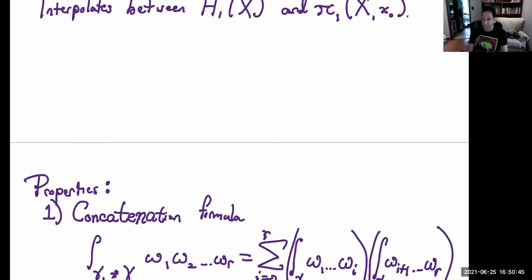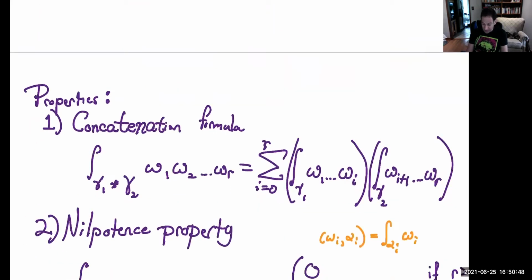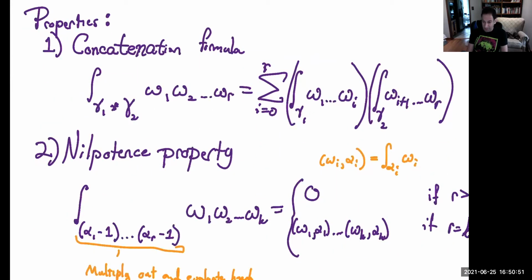All right, so let me give you some properties of these guys. So first, there's a concatenation formula. Now, it shouldn't be simply additive, because otherwise it would descend to homology. So the concatenation formula is pretty involved. We've got gamma 1 and gamma 2, two paths we're concatenating, and I read paths from left to right. And what I do is I look at all ways of breaking the one forms in order. So I go from omega 1 to omega i and integrate those on gamma 1, and then I go from omega i plus 1 to omega r, and I integrate those on gamma 2. Multiply these together, and I add them up.